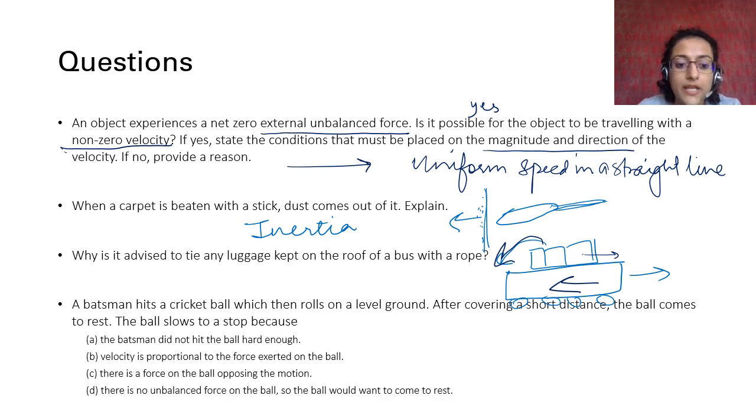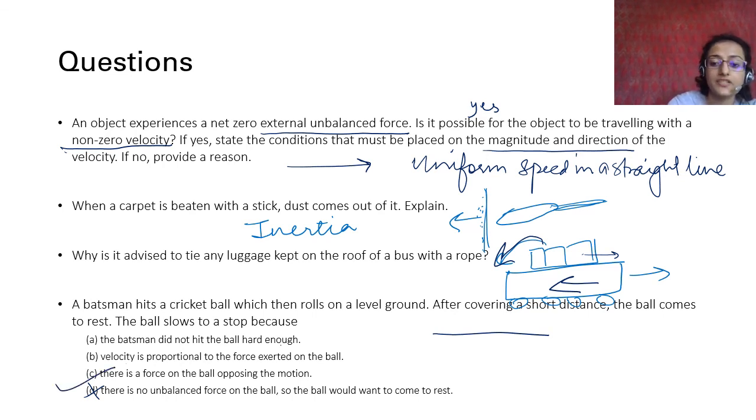A batsman hits a cricket ball which then rolls on a level ground. After covering a short distance, the ball comes to rest. The ball slows to a stop because the batsman did not hit the ball hard enough. Velocity is proportional to the force exerted on the ball. There is a force on the ball opposing the motion. There is no unbalanced force on the ball, so the ball would want to come to rest. Of course, this is not true.